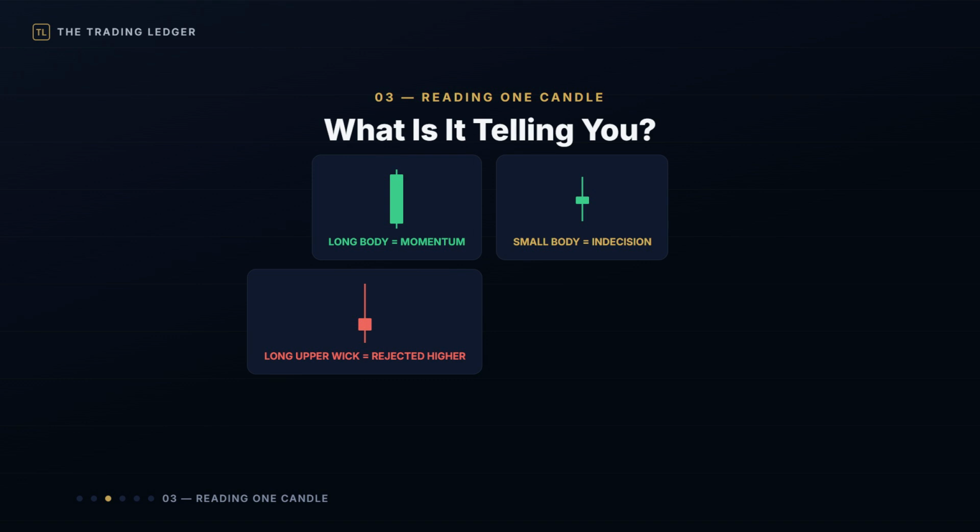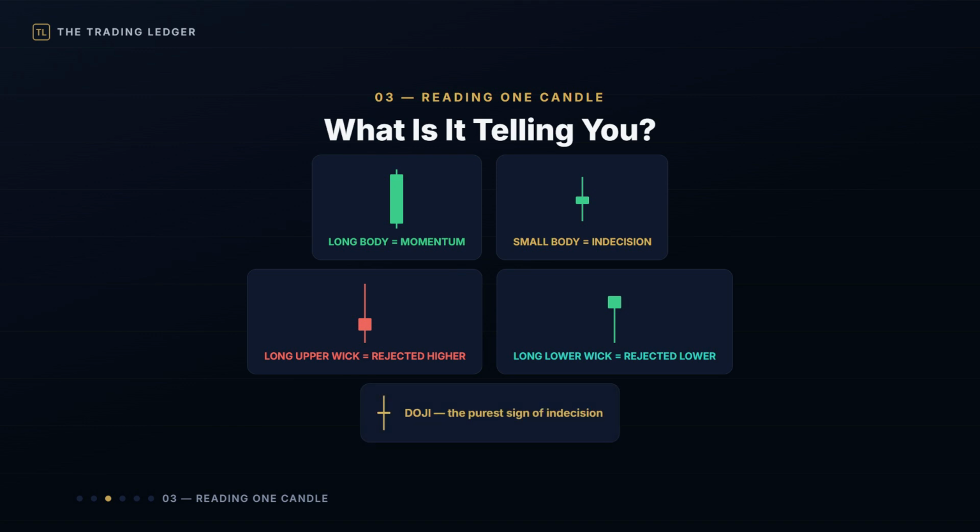And the wicks tell you about rejection. A long upper wick means price tried to go higher, got rejected, and sellers pushed it back down before the period closed. A long lower wick means the reverse: price dropped, buyers stepped in, and pushed it back up. There's actually a special candle where the open and close are almost identical, so the body nearly disappears. It's called a doji, and it's one of the purest signs of indecision you'll see on a chart. We'll go much deeper on named patterns like this in a future video, but for now, just recognize it when you see it. A tiny, cross-shaped candle means neither side won.